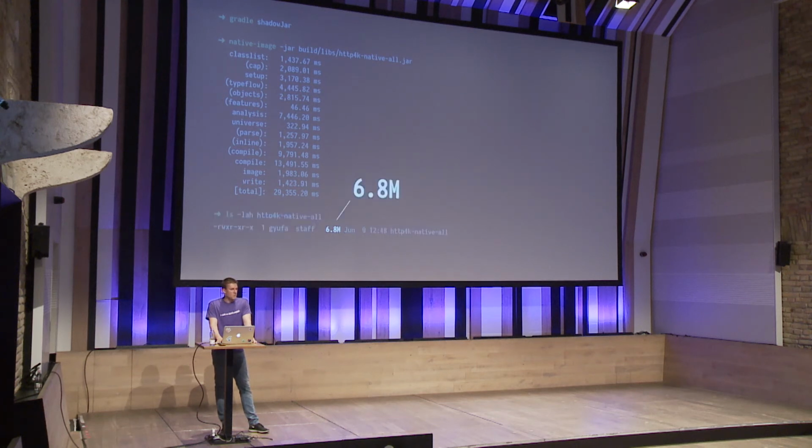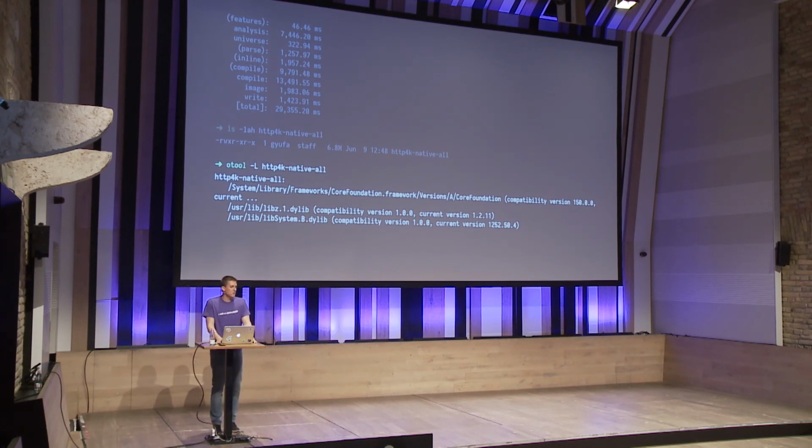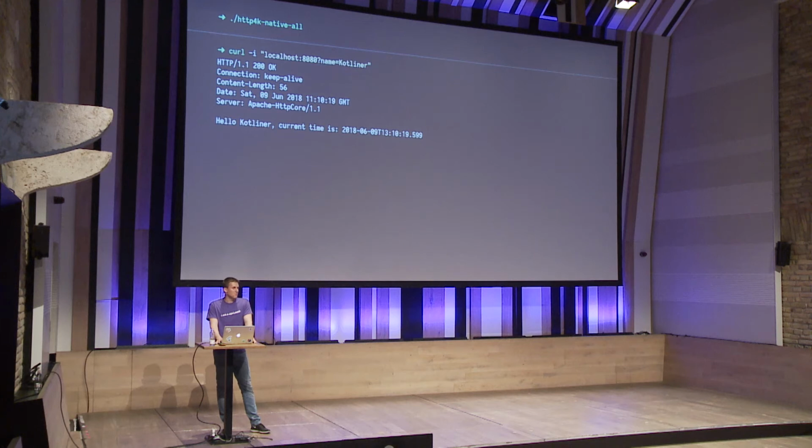What I would like to point out is that my whole application packaged together with the Substrate VM only takes less than 7 megabytes. So it's fairly small. We can also verify that we are only using system shared libraries. So on my macOS, I'm depending on Core Foundation and libz, basically, that's all. Of course, we can run the application. And just to verify that it works and doesn't crash at runtime, we can start to send requests. It works, it's all there.